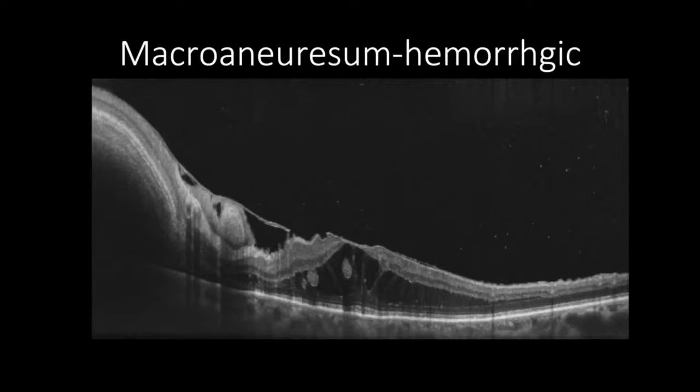In contrast, hemorrhagic macroaneurysm will feature intraretinal, preretinal, and sometimes subretinal hemorrhage, which appears as hyperreflective with a smooth border that casts shadow, along with cystic changes and macular edema with increased retinal thickening, and can be associated with vitreomacular interface abnormalities such as an epiretinal membrane or taut vitreous.